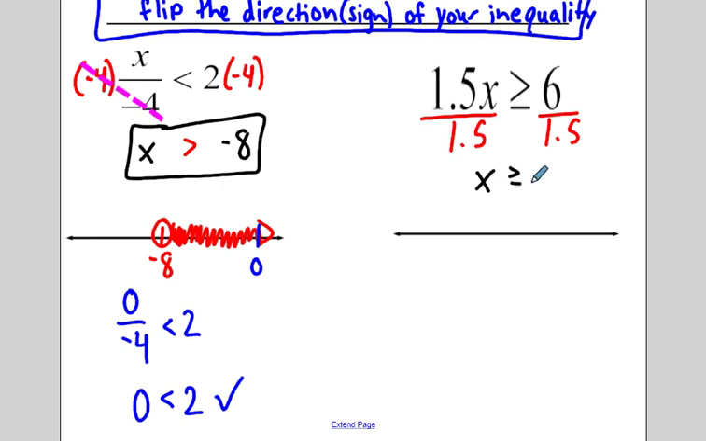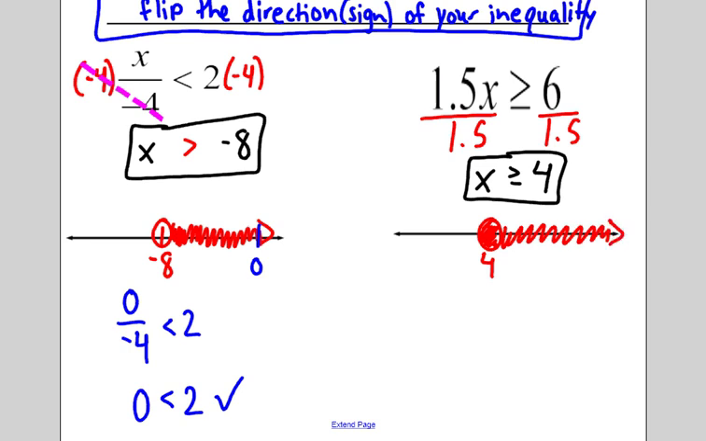X has to be greater than or equal to, this is going to make the number 4. I need to be bigger than or equal to 4. So 4 is my key point, circle around 4, and then I shade to the right of 4. If I pick any number bigger than 4, it should work out.